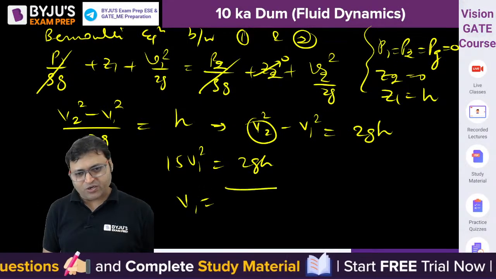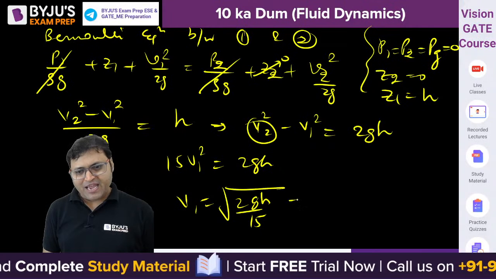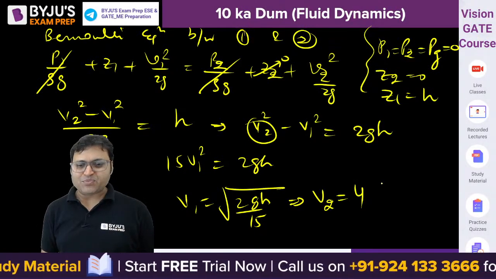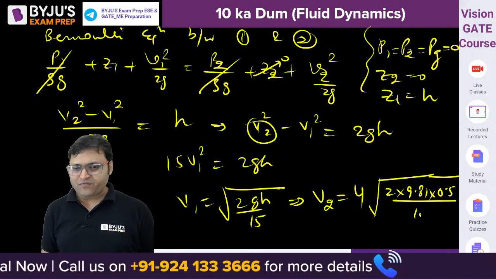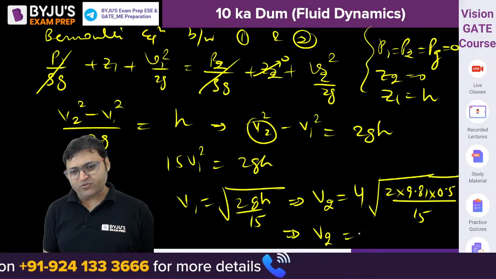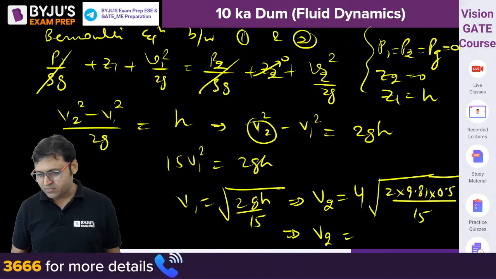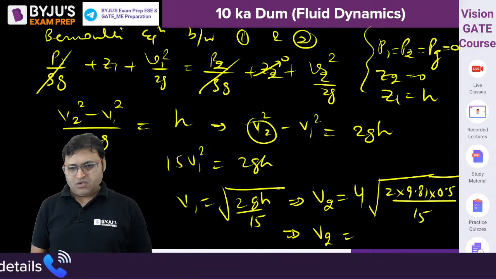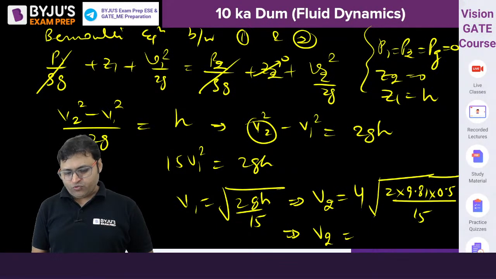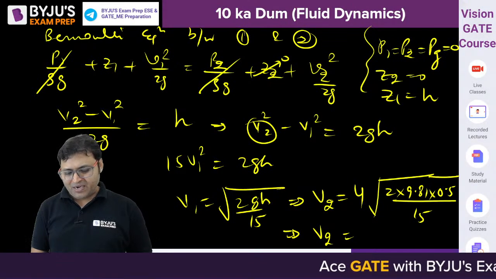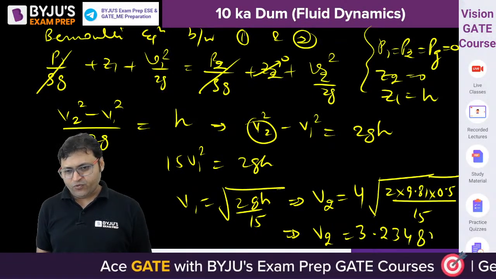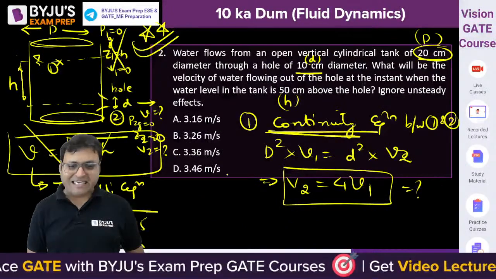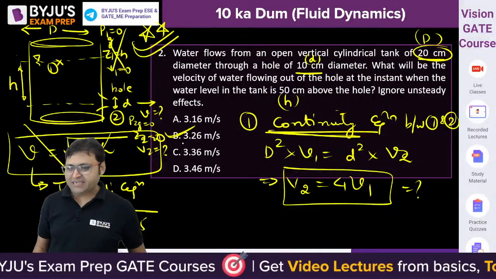So V1 is equal to under root of 2gH by 15, and V2 will be equal to 4 times V1, under root 2 into 9.81 into H, which is 0.5, upon 15. Can you solve and let me know the answer for V2? What is the answer? 2 into 9.81 into 0.5 divided by 15, take the square root of this, multiplied by 4. It is 3.2348 meter per second. So the one which is nearest to your answer will be treated as correct.